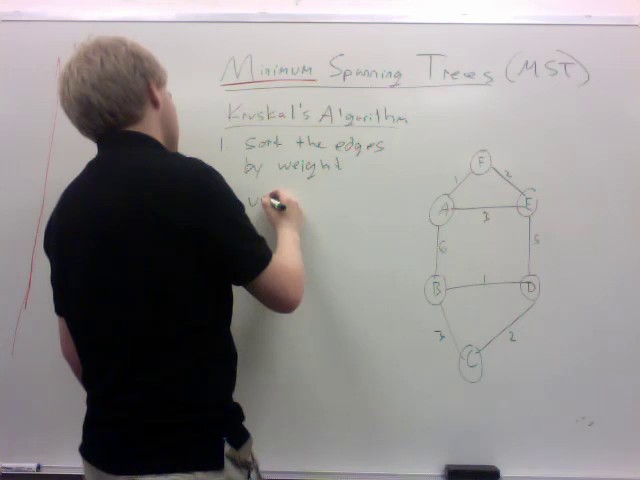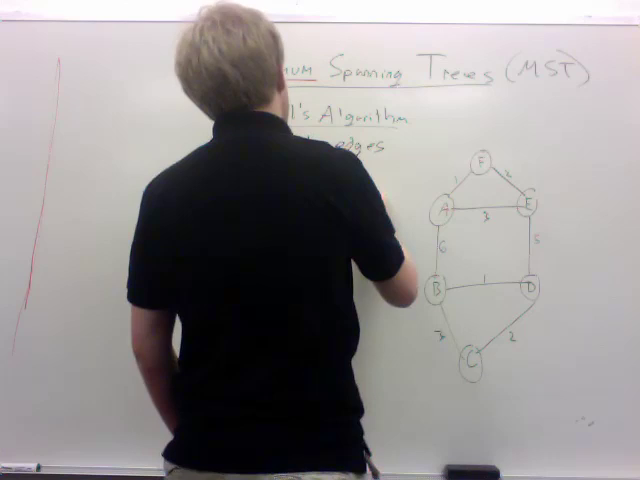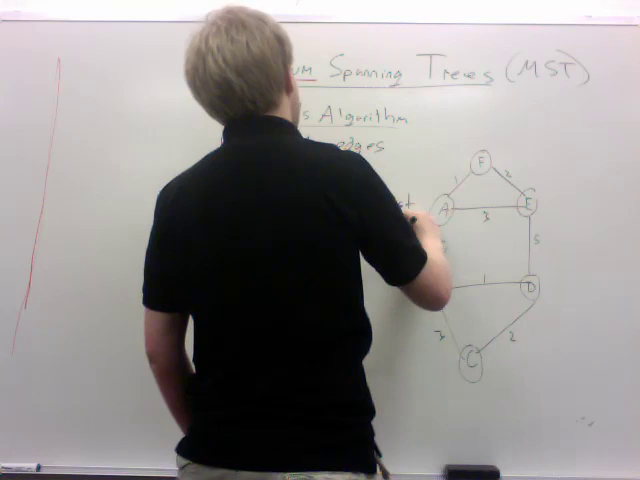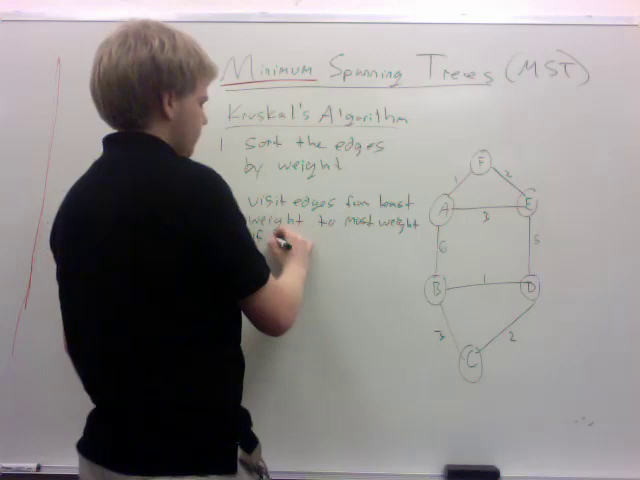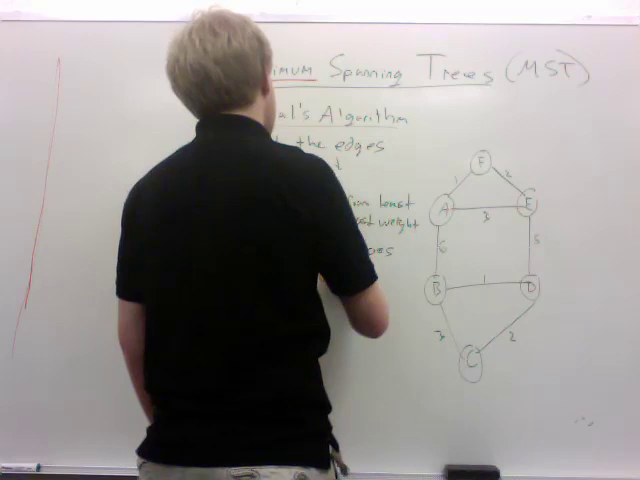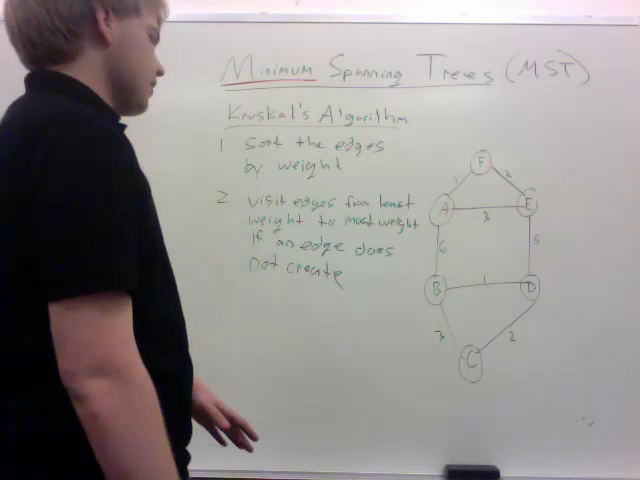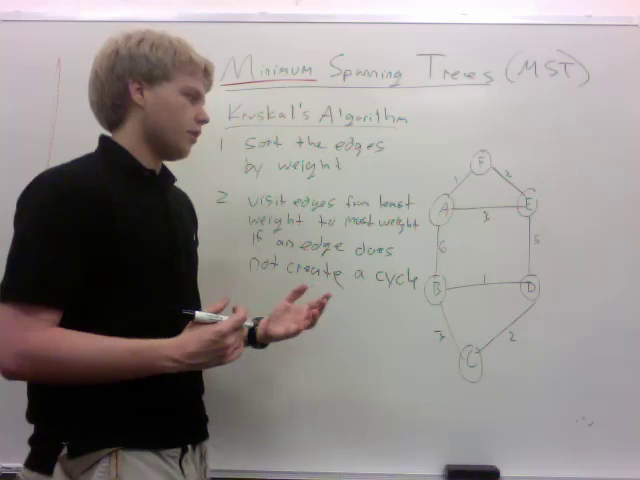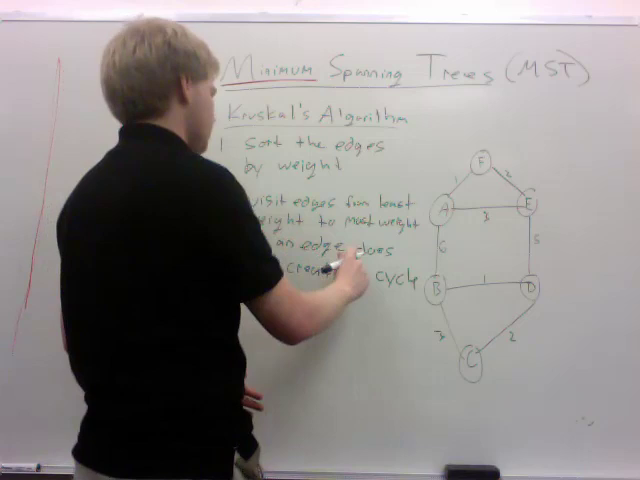Visit edges from least weight to most weight, and then if an edge does not create a cycle, we're going to add it to our minimum spanning tree. So if we can add the edge without creating a cycle, then we're just going to go ahead and add it to our minimum spanning tree. If an edge does not create a cycle, add to minimum spanning tree.